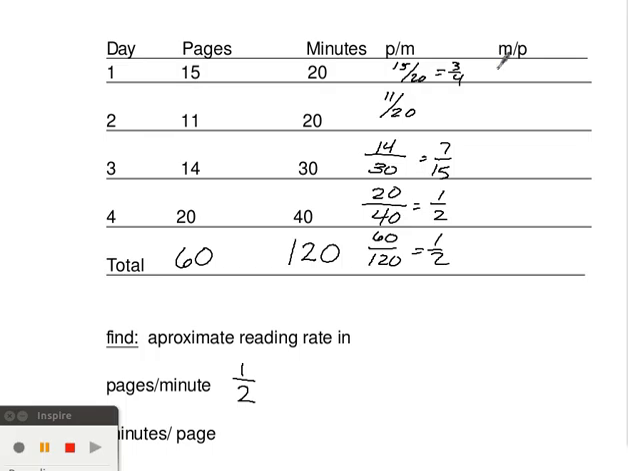You can also do it, they might ask you minutes per page, so it's important to make sure you know what order you have, because here you would just write the reciprocal of all of these fractions. I'm going to go ahead and write down the reduced fractions for the rest of them. And again, every one of them is pretty close to 2 minutes for 1 page. So just make sure you know what order you're supposed to put them in.